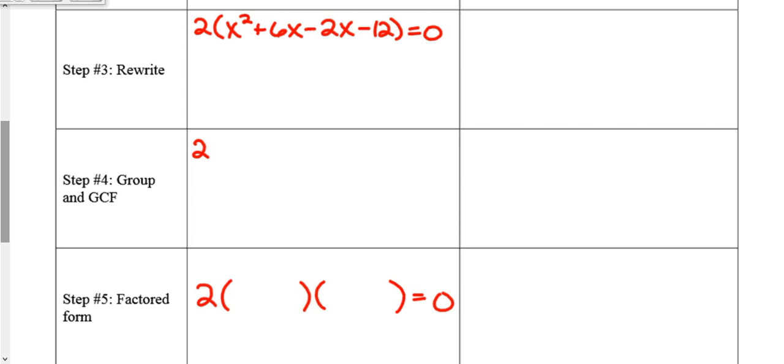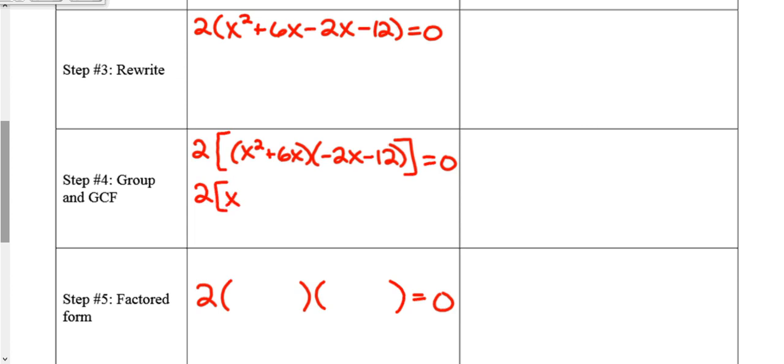So we still have a 2 on the outside of parentheses, and then I'm actually going to use brackets here. I'm going to group x squared plus 6x. And I'm going to group negative 2x minus 12. It's always the first numbers and the last numbers, first 2, last 2. And then I'm going to look for the greatest common factor between these sets of parentheses. So we have the 2 on the outside.